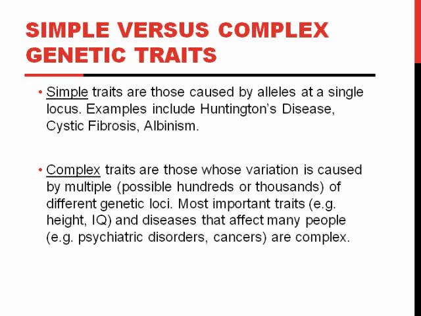Most of those are complex. So the simple traits are usually rare. Almost all the simple diseases are rare, and so they're important to the people who have them, but they're not that important in a public health sense because not that many people get them. And so most of the simple traits are like that. Just a small number of people get them. But all the common ones that lots of people get, those are almost all complex traits. So again, caused by many genetic loci.